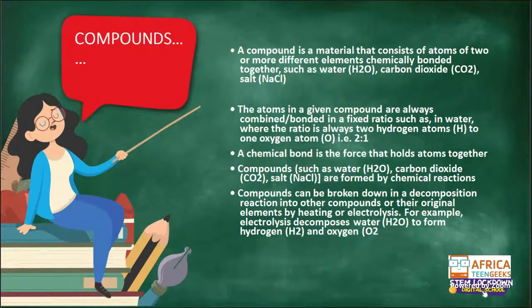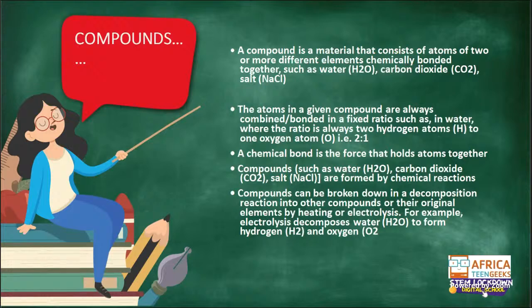Okay, let's go to the third bullet. A chemical bond is the force that holds atoms together. If I have two atoms of hydrogen giving me a molecule, then what is holding them is a chemical bond. Remember, a chemical bond can either be a covalent bond, an ionic bond, or a metallic bond. You will get to know those things as you go further. All right.